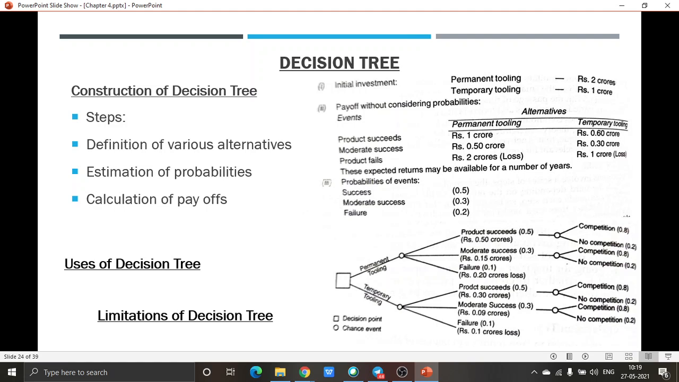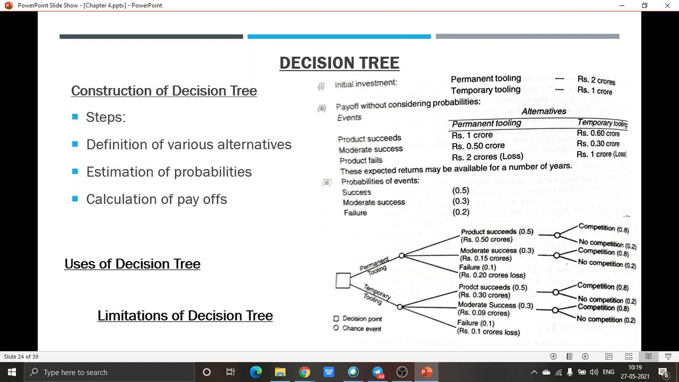Now, take that there might be three alternatives regarding the success or failure of the product. It may have high success, it may have moderate success, or then there is the other chance that the product might fail. And the probability of each event will also be different. And the third step is the calculation of the payoffs from each alternative in various events.